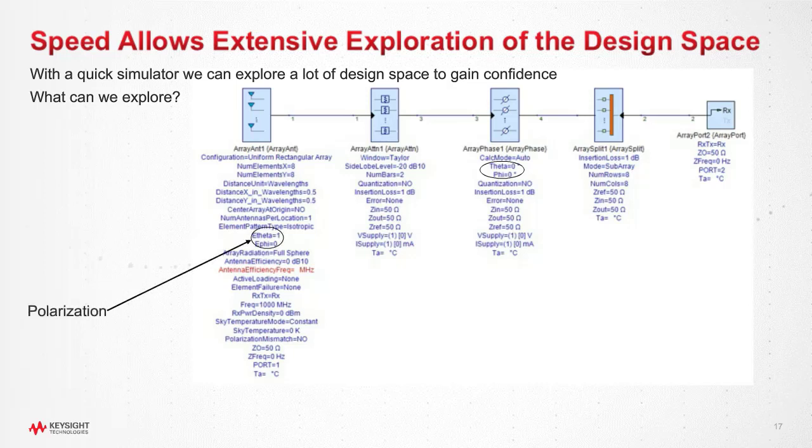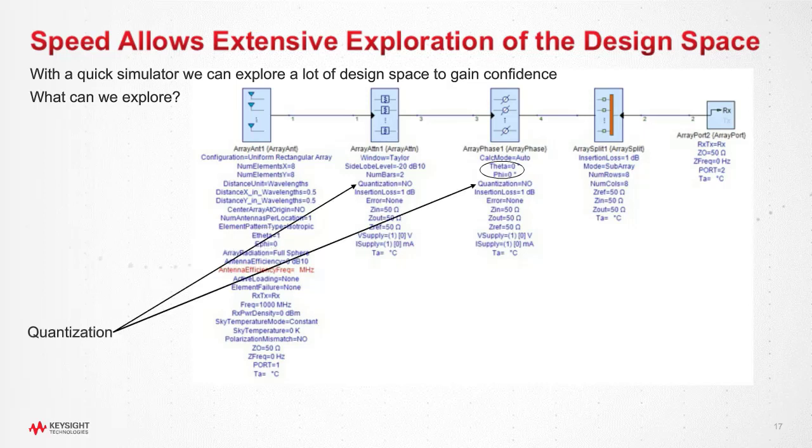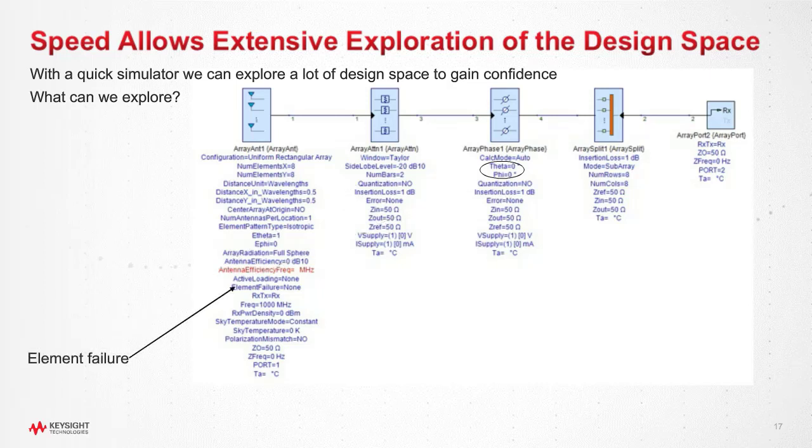We can also define the polarization. At each location of the antenna, we can have dual polarized antennas, and we can study the effect of non-ideal polarization between the two orthogonal polarizations, like vertical and horizontal, or right circular and left circular, etc. We can also study the quantization effects of the programmable phase shifters and the attenuators. We can, more importantly, study the failure of the antenna elements.